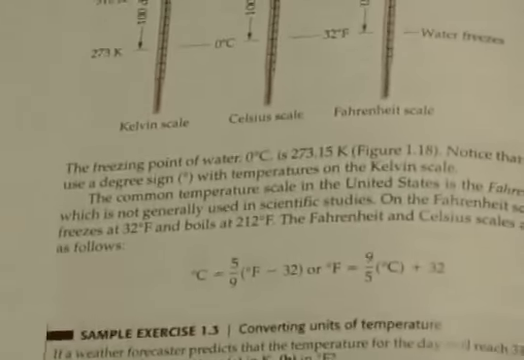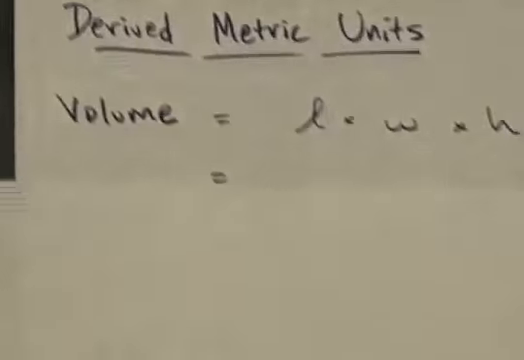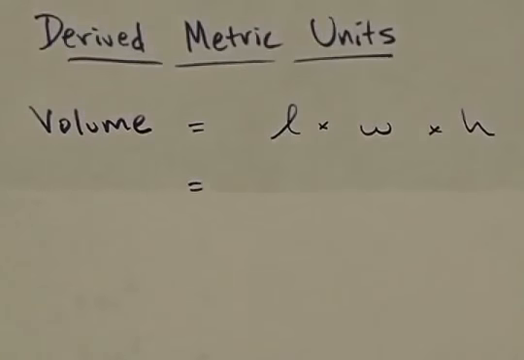Let's take a look at a couple of derived units as well. Derived units are ones that use more than one base unit. One of the more popular derived metric units is called volume. And of course, if you've got an object that you can measure the length times the width times the height of, you know what the volume of it is.